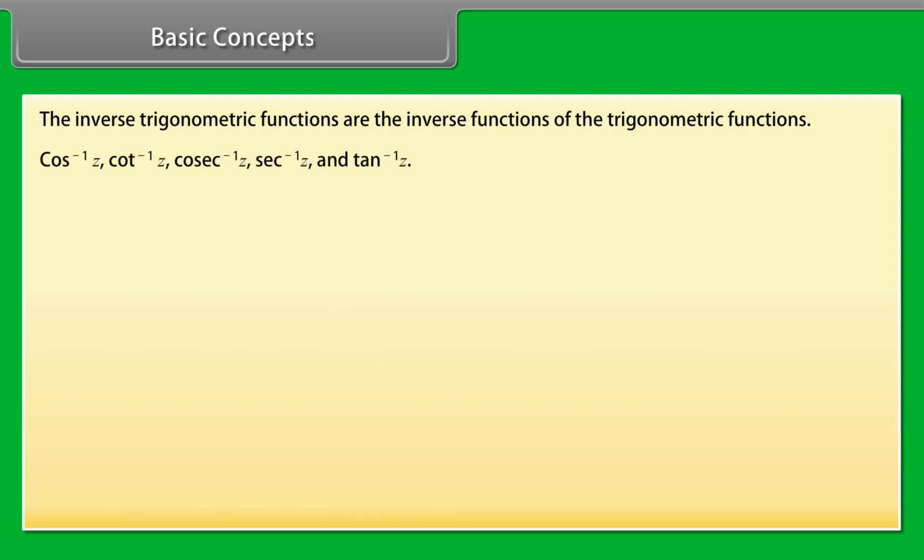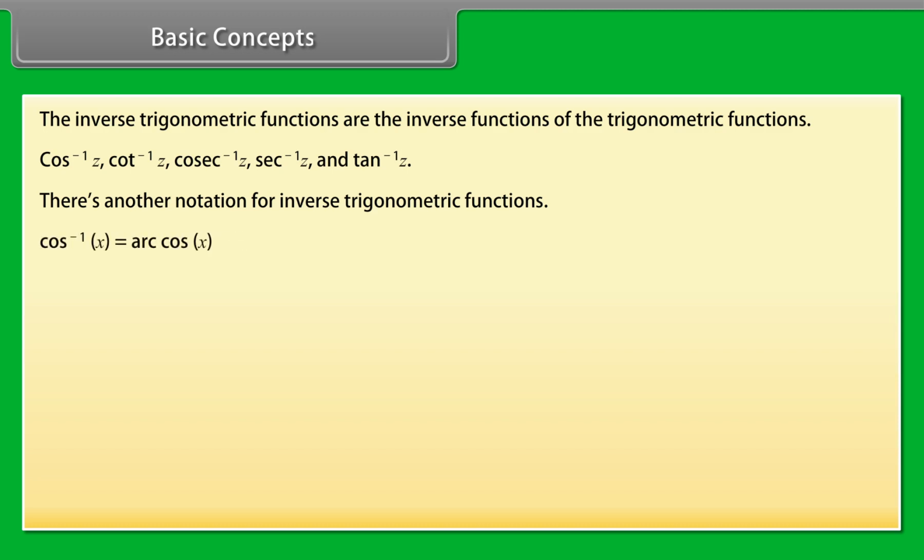These are the inverse trigonometric functions. There's another notation for inverse trigonometric functions as given below. Cos inverse x is equal to arc cos x. Sine inverse x is equal to arc sine x. Tan inverse x is equal to arc tan x.